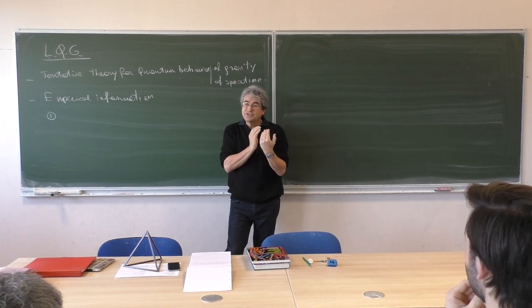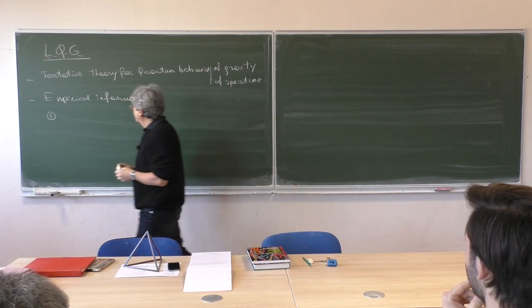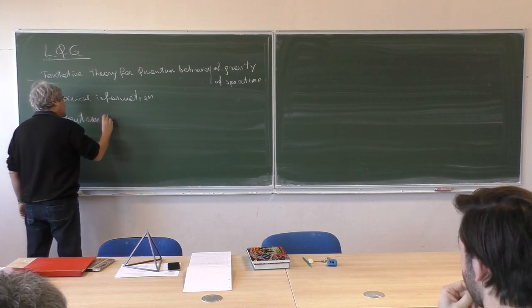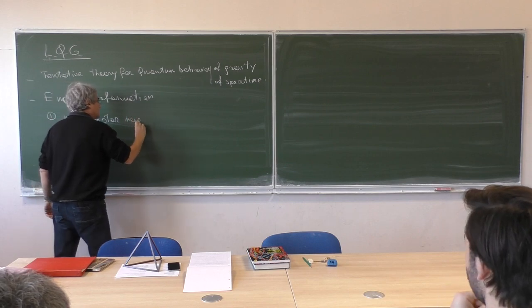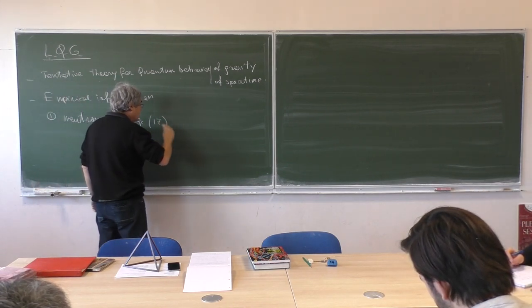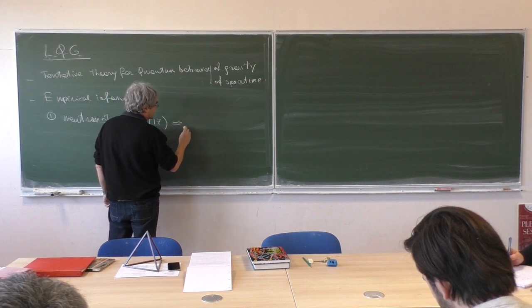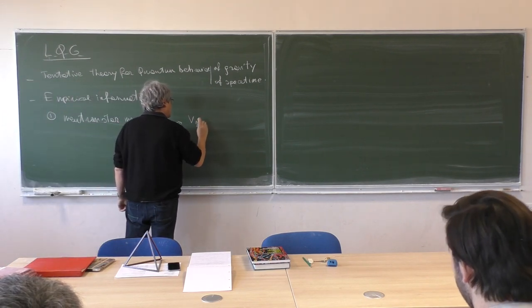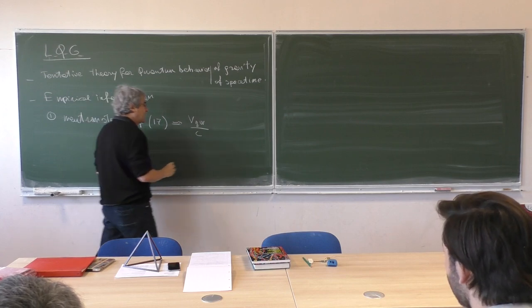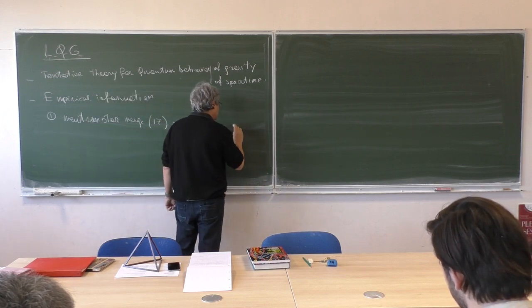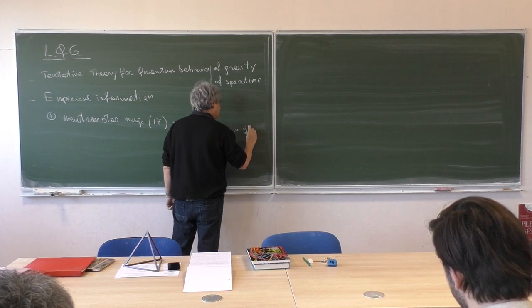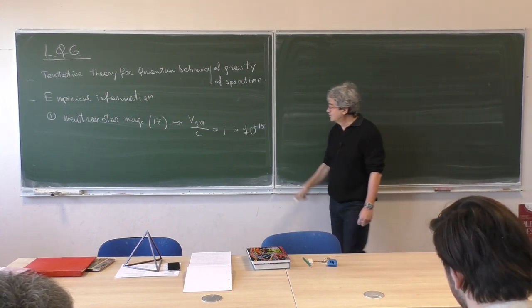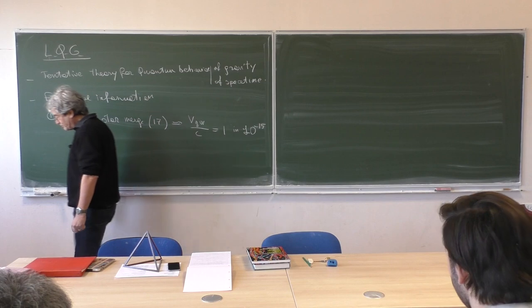Okay, so if you put the numbers in, the distance and so on, the neutron star merger, so 17, tells us that the speed of propagation of the gravitational waves divided by the speed of light is 1, with a precision of 1 part in 10 to the minus 15. That's what you find from the astronomers who have done this calculation.